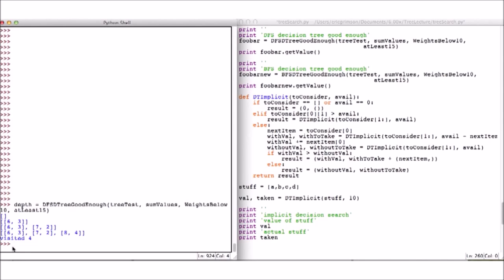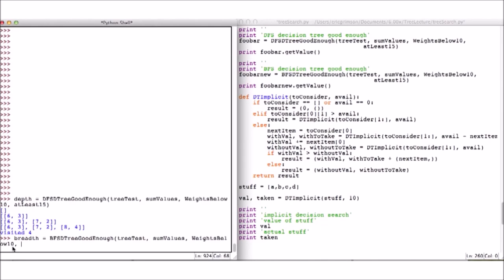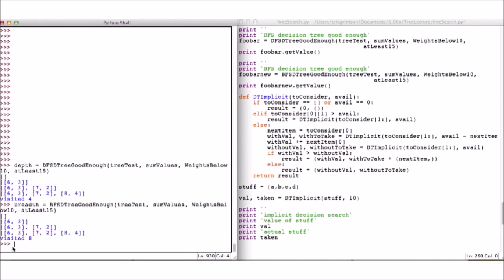If I do the same thing, but I'm going to now call it breadth, and I'm going to do a breadth first search of a decision tree, again, good enough, with the same tree, the same thing I'm trying to optimize, weights below 10, but at least 15. It finds the same solution. Things worth 6, worth 7, and worth 8 can all be fitted in, but it took more time.